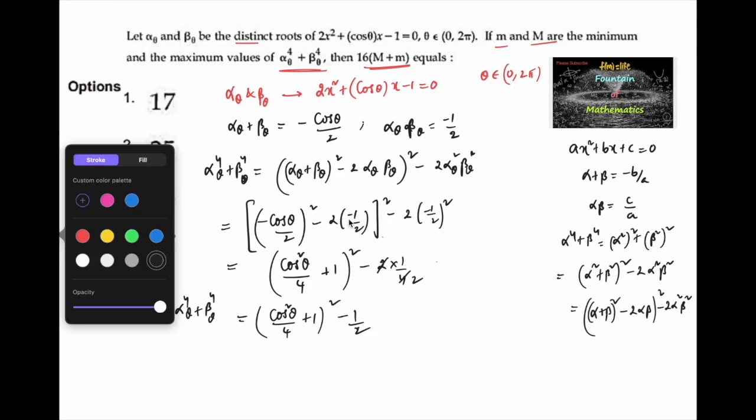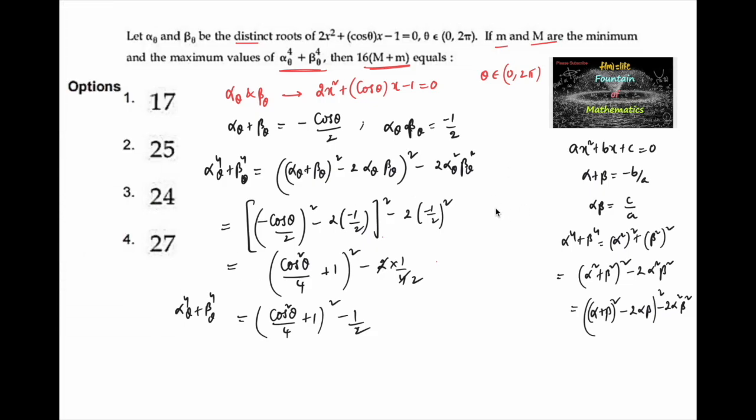We know that cos theta lies between minus 1 to plus 1, and cos square theta lies between 0 and 1. So for the minimum value, we take 0, and for the maximum value we take 1.